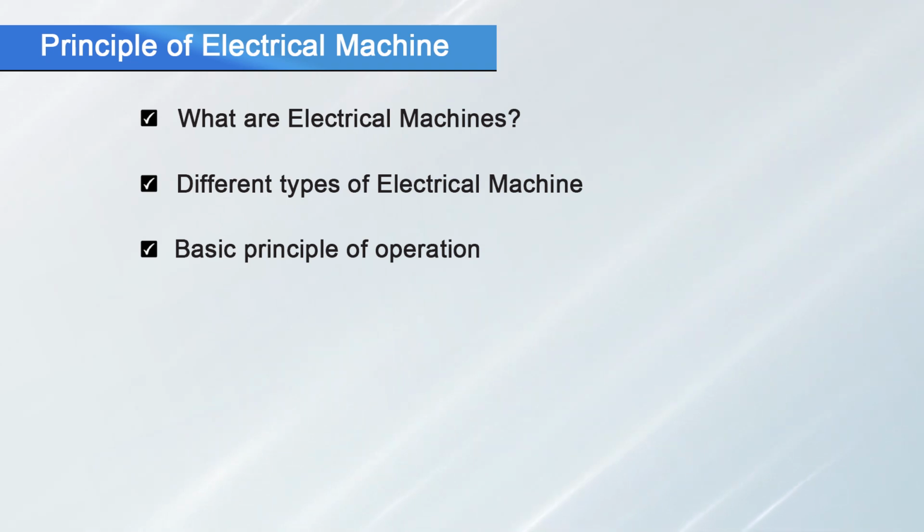Here's what we will cover in today's lecture. What are electrical machines? Different types of machines including DC machines, AC machines and transformers. The basic concepts such as electromagnetism and the magnetic circuits.